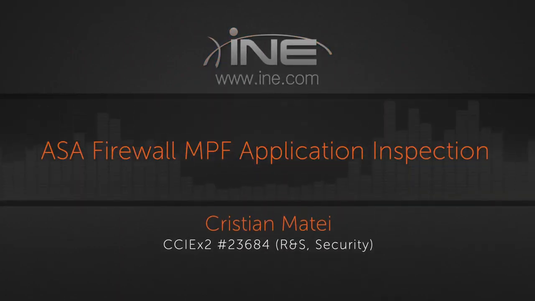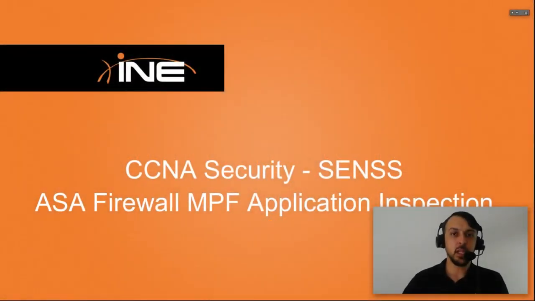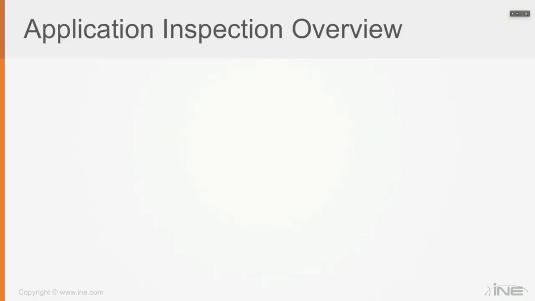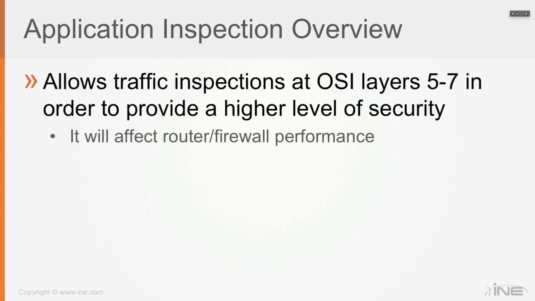Okay, next we're going to go to the application inspection capability via MPF on the ASA, which is going to be likewise the same scope pretty much as we did on the IOS zone-based policy firewall. Configuration-wise, it's going to be a bit similar as well. So just like in the case of zone-based policy firewall application inspection, this allows traffic inspection at OSI layers 5-7 in order to provide a higher level of security.